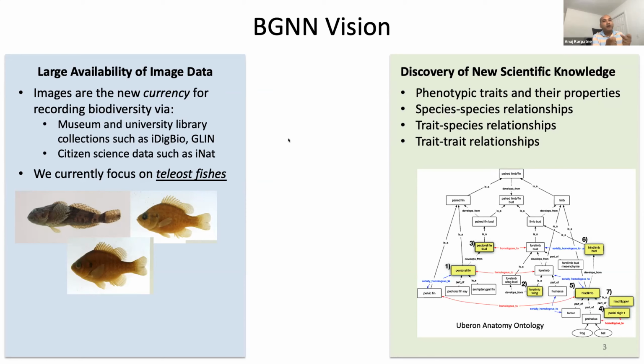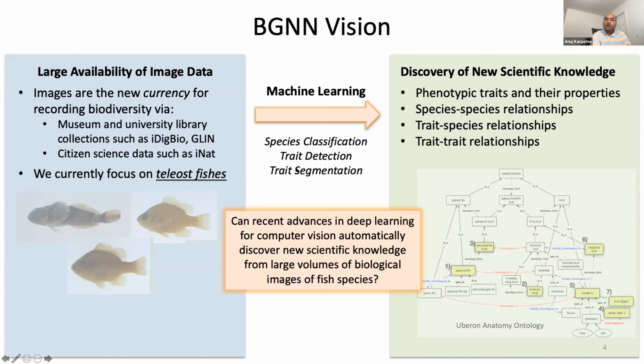So we have a lot of trait data that is trapped, locked in these images. What if we could unlock them and discover new relationships between the species, between traits and species, or between the traits? This is the high-level goal of our project on BGNN.